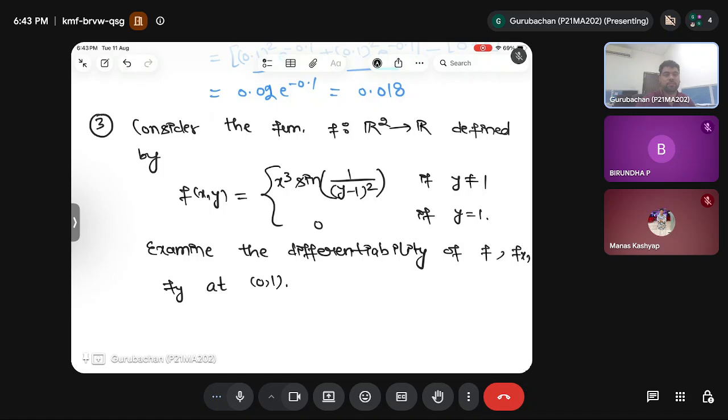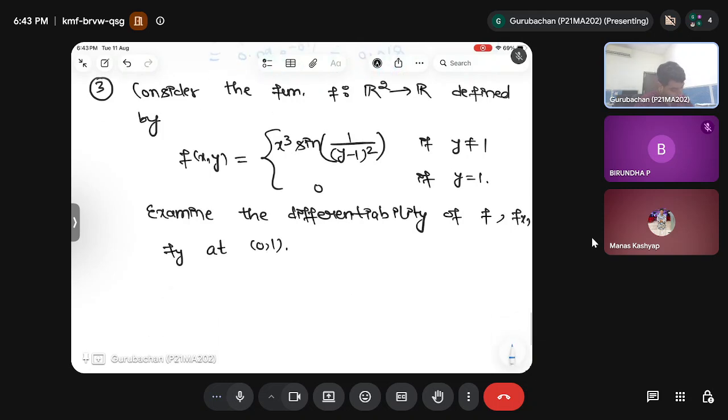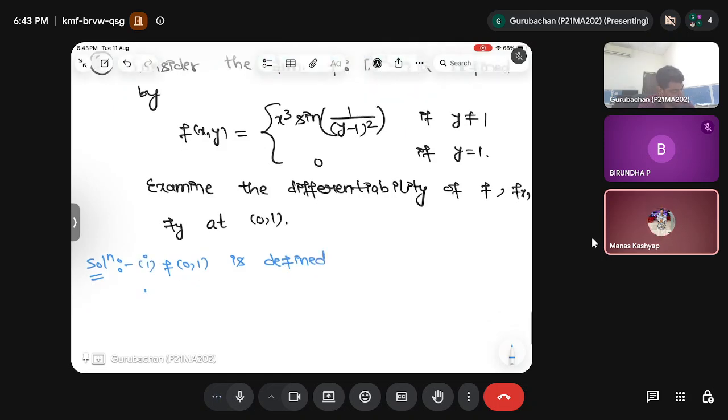So what is your answer? Is the function differentiable? First of all, is the function continuous at (0, 1)? Yes, it is continuous. So my answer is Fy is not differentiable and Fx is differentiable. Okay, let's see.